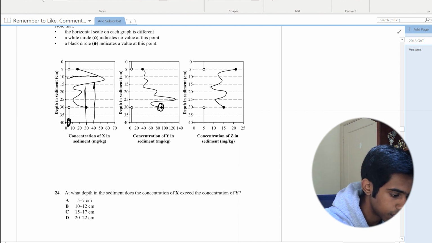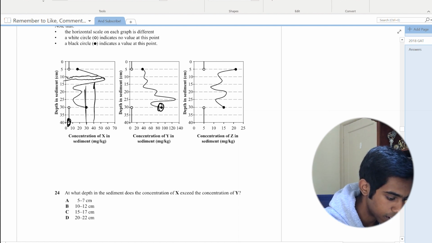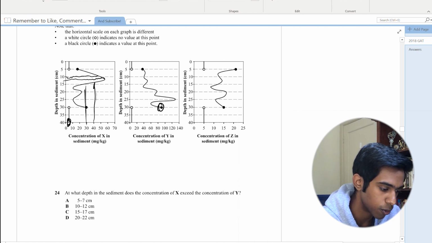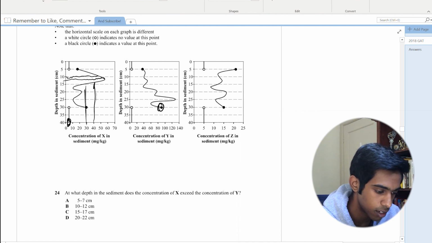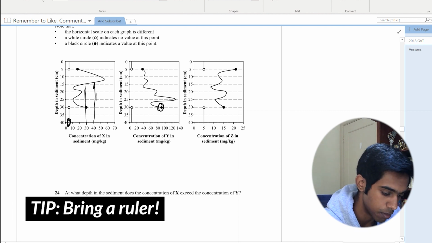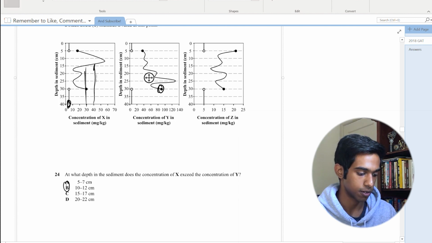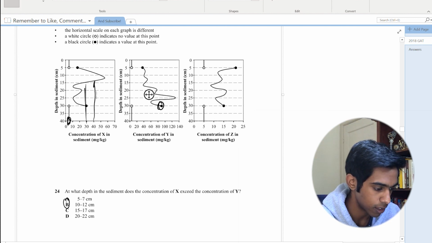We have a look from 10 to 12. These very shaky lines. We're going from about 40 something, 45-ish to 50. So that does look like it would exceed the concentration of Y. So it's probably B. This would be much easier if I had a ruler on me. We'll see how that goes. See if that one's right. If it's not B, let's have a look at the other ones as well.